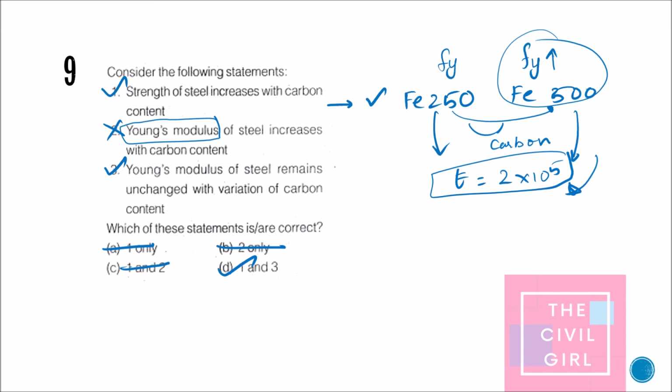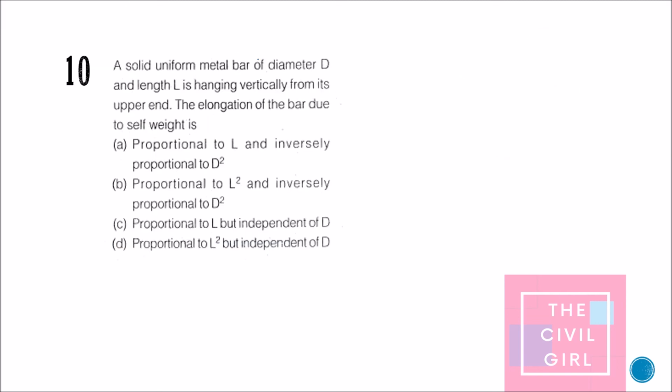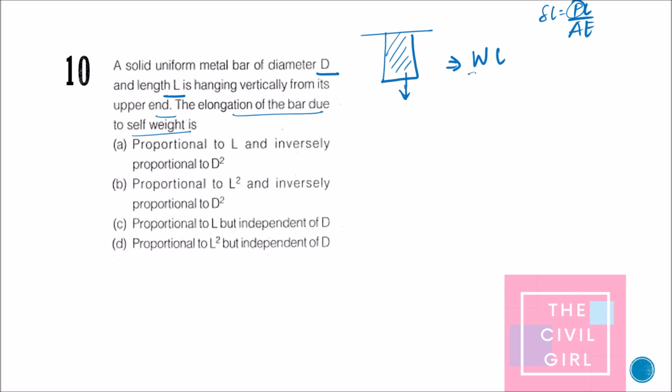Option D. Next question: a solid uniform metal bar of diameter D and length L is hanging vertically from its upper end. What is the elongation of the bar due to self-weight? Normal elongation is equal to PL by AE. Here P is equal to my weight, so it is WL by AE. They asked what it is proportional to.